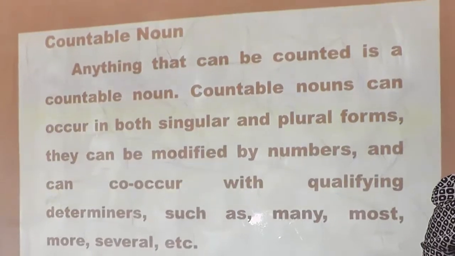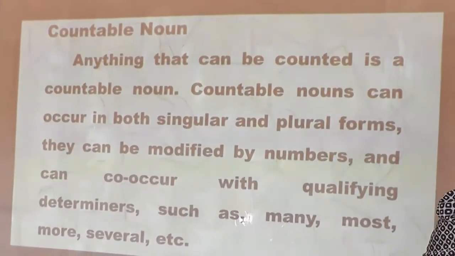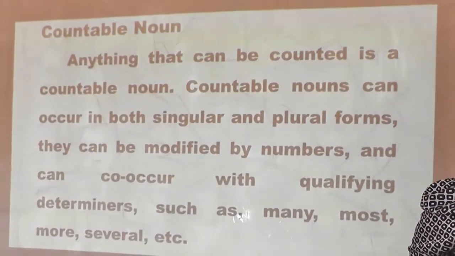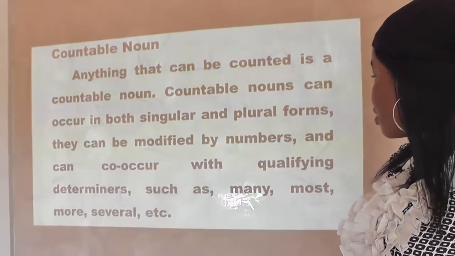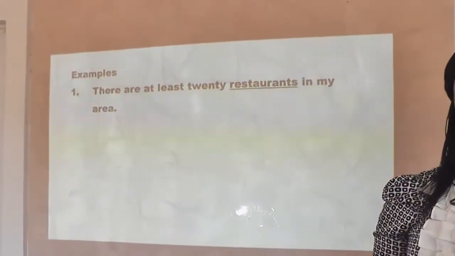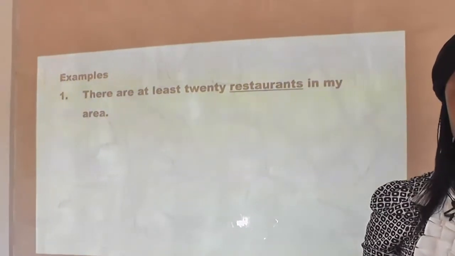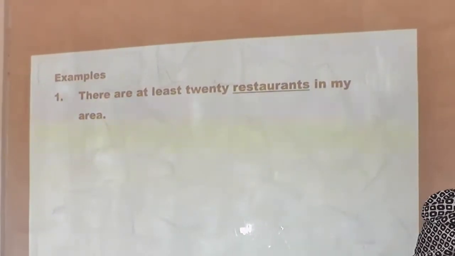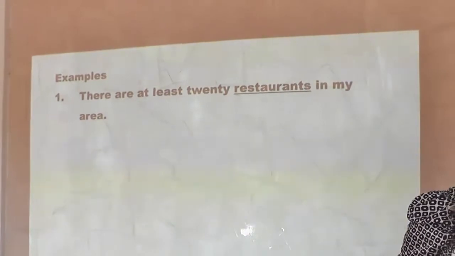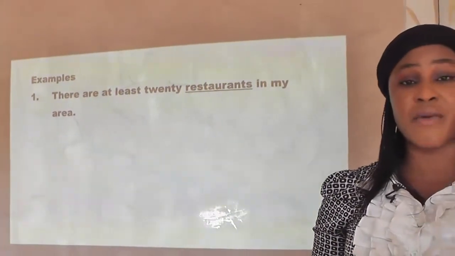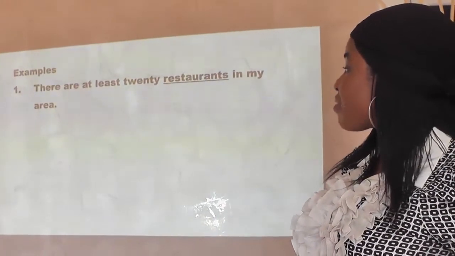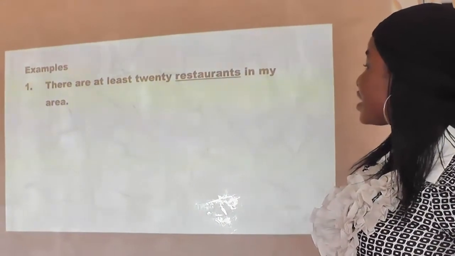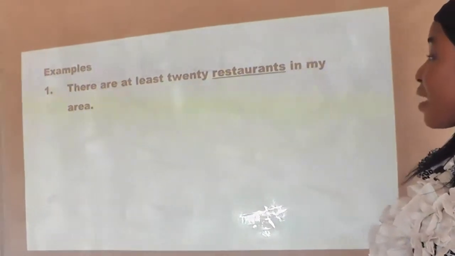Now, when you're using countable noun, a singular verb must always go with what? A singular countable noun, as we have on the chalkboard. They occur in both singular and plural noun. Then a plural verb should go with what? A plural countable noun, as we have in the following example. 1. There are at least 20 restaurants in my area.